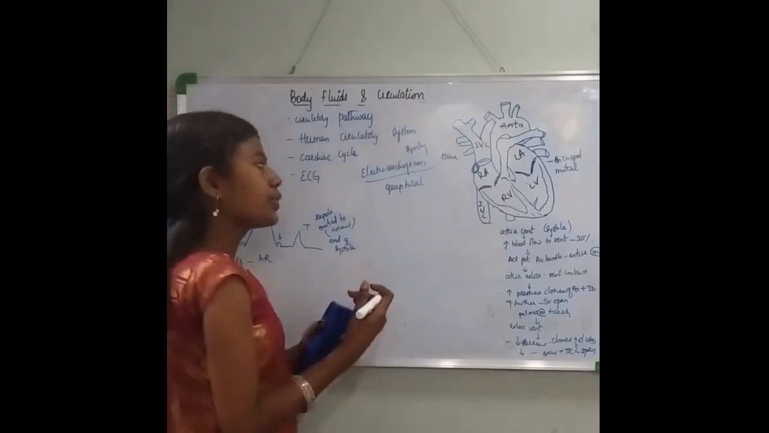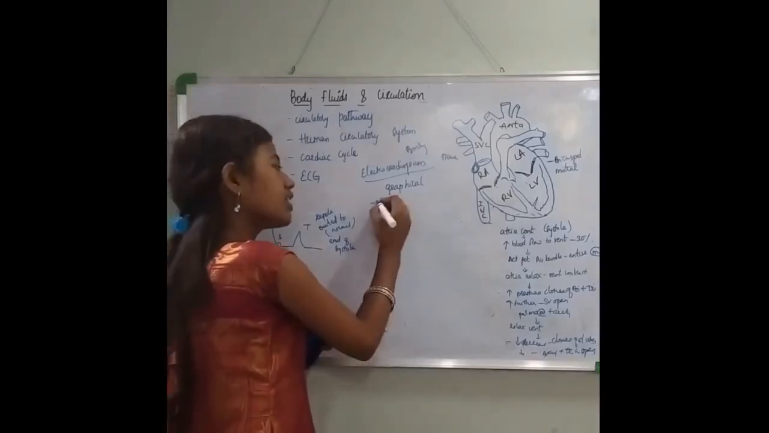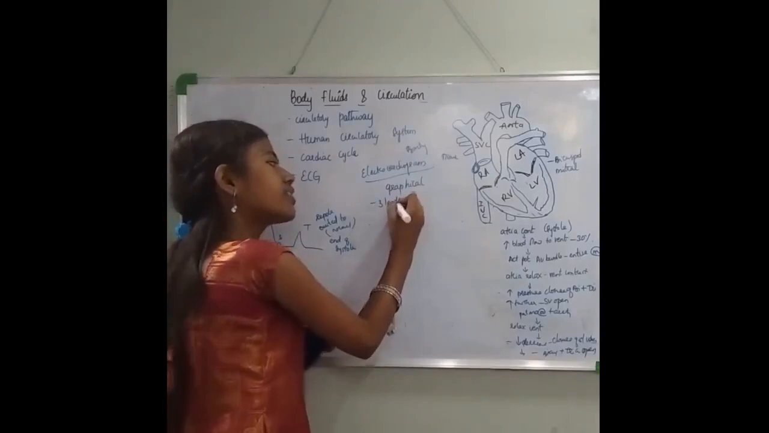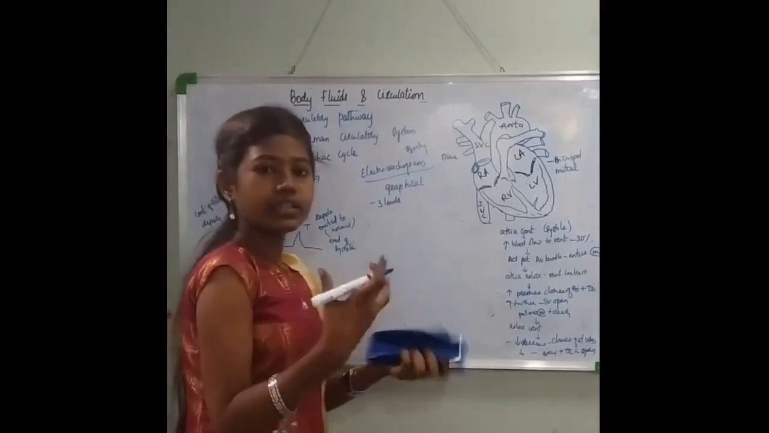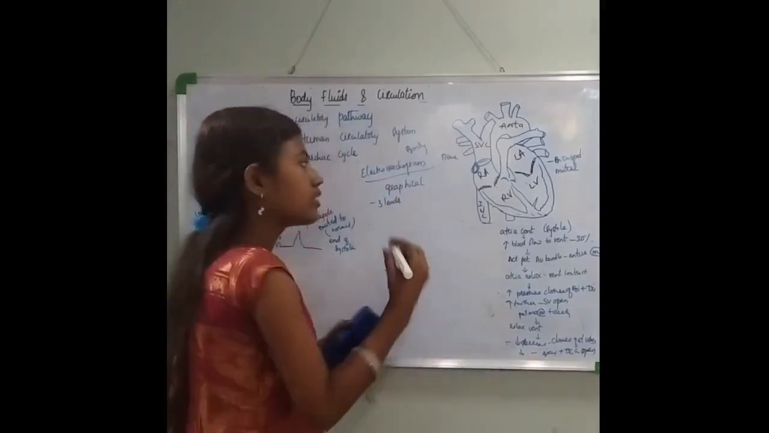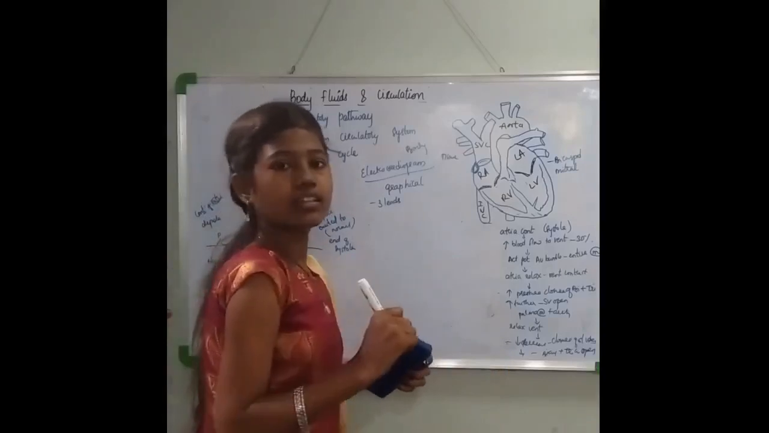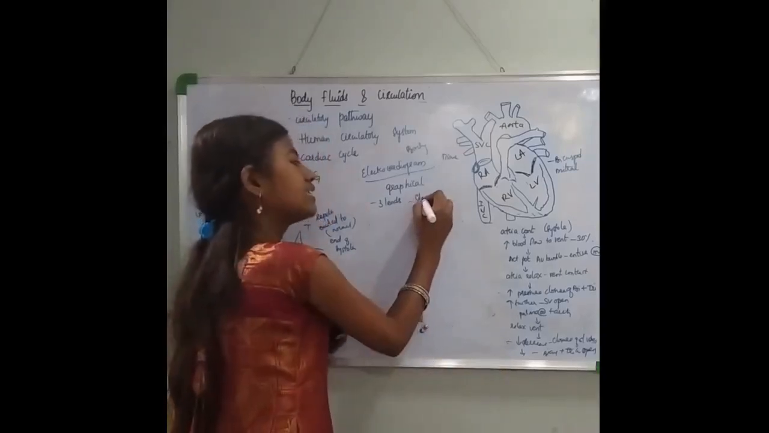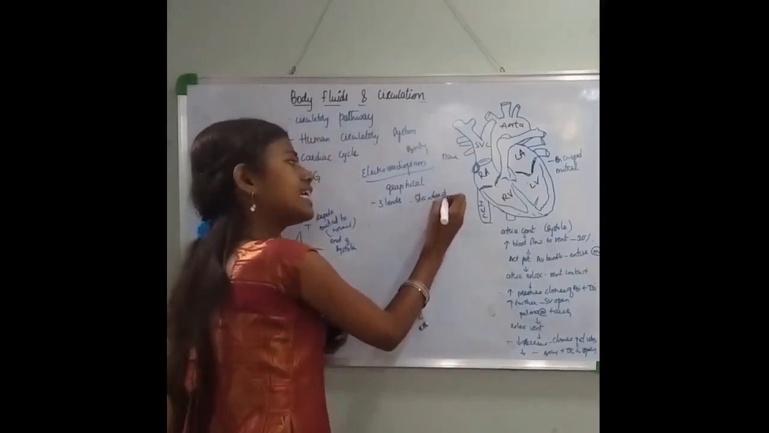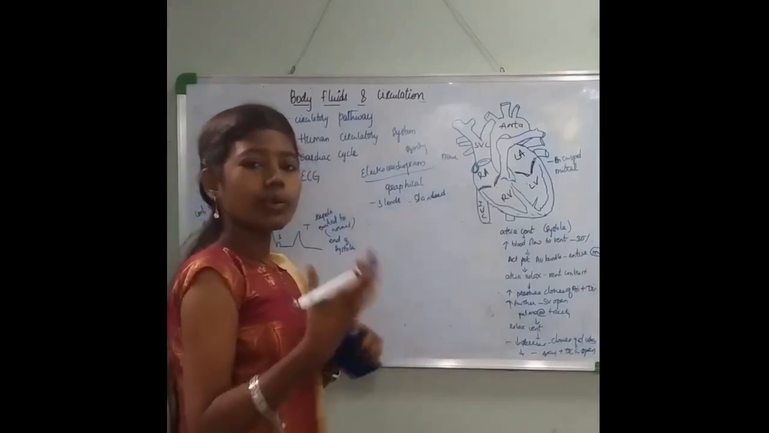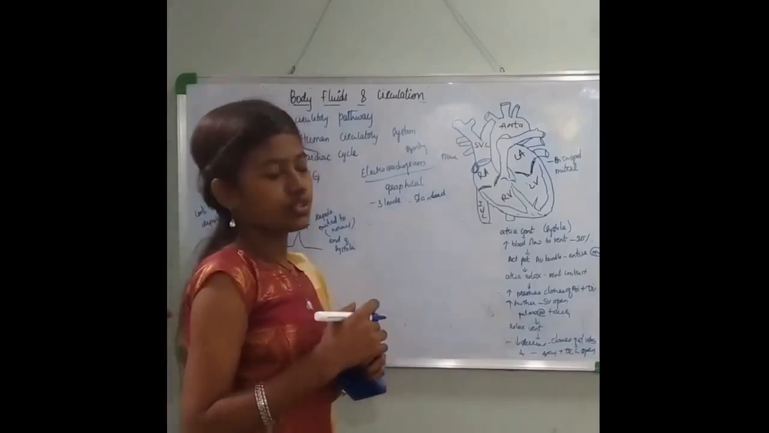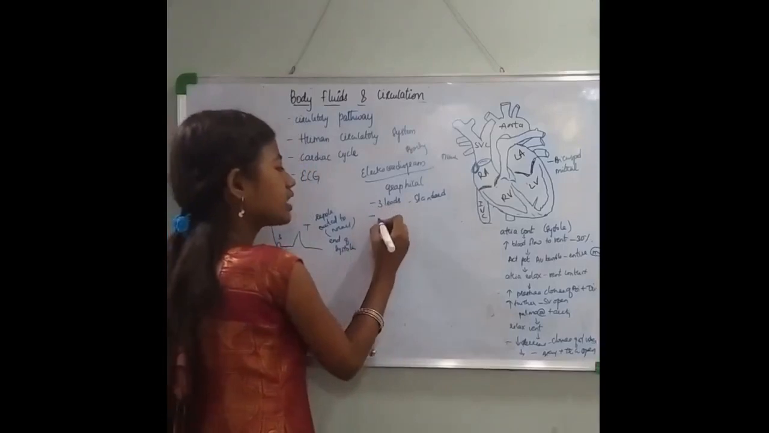Now how do you do an ECG? For the ECG there will be 3 leads. These 3 leads are connected, one at each wrist, and the third at the left ankle. This is the standard ECG. For a more detailed ECG, various leads are arranged on the chest region.